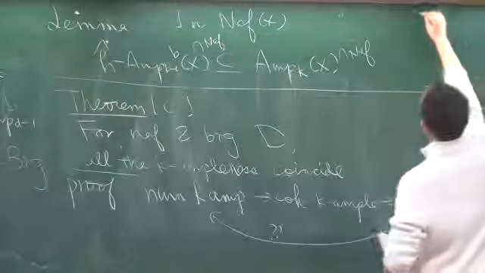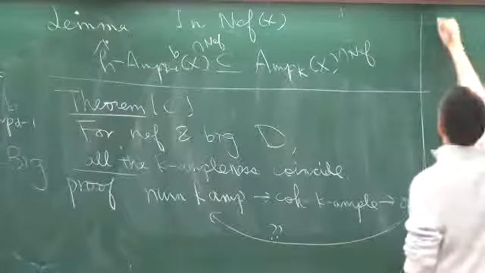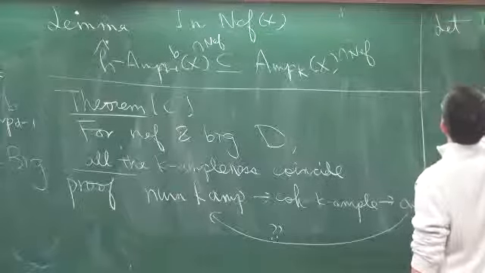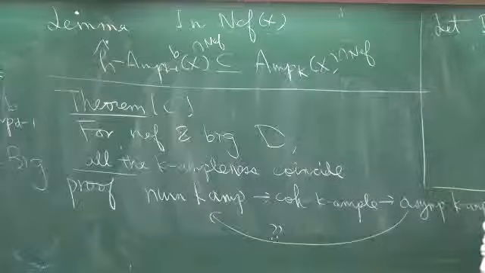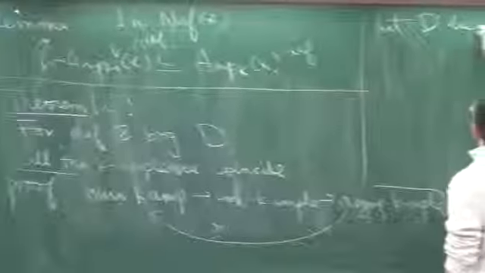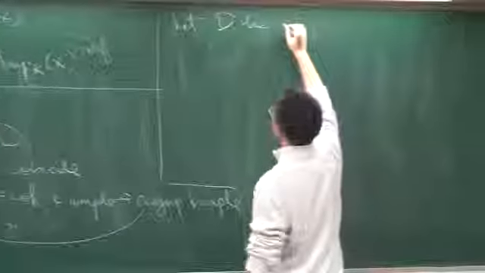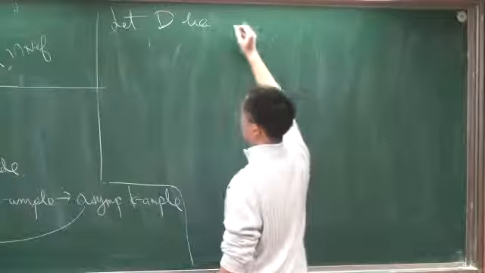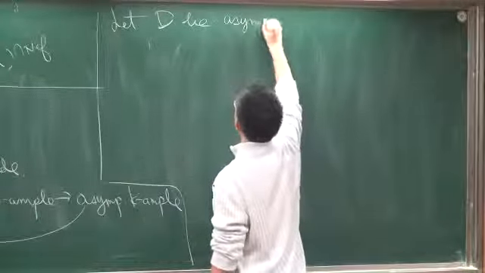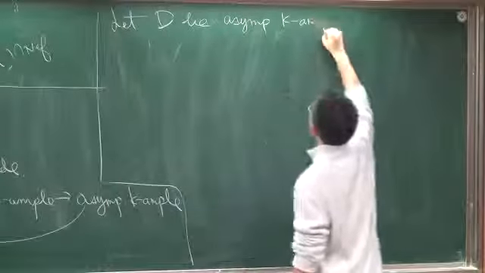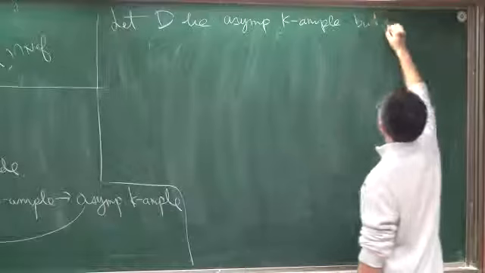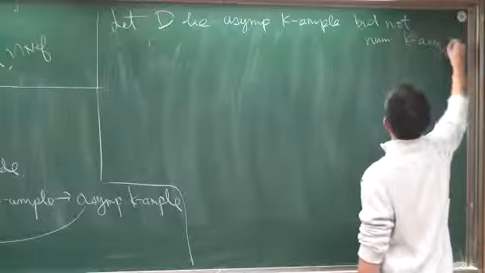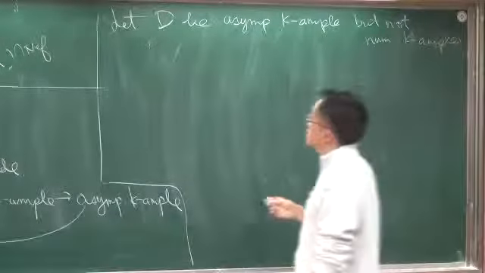So let's assume that D is already nef and big. Okay? So let D be asymptotically K ample, but not numerically K ample. Okay? Asymptotically K ample, but not numerically K ample. Okay? Then what happens?